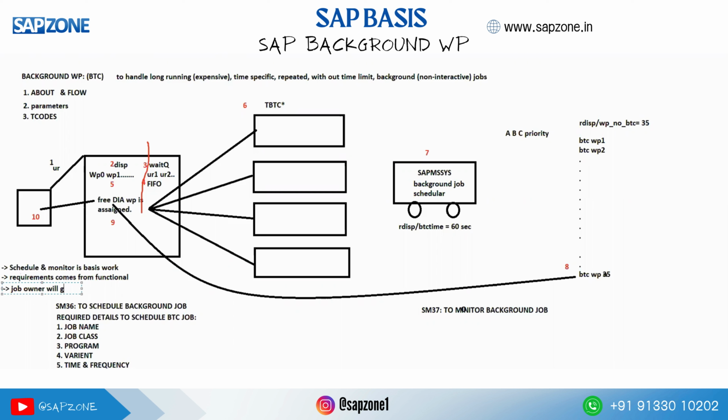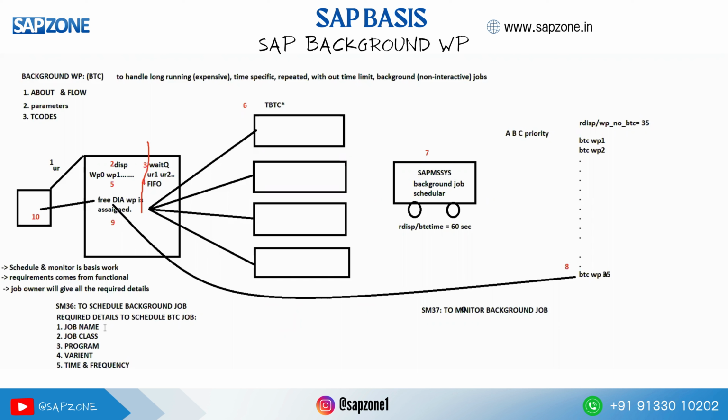Job owner will give all the required details. Our work is to schedule and monitor, that's it. Go to SM36, give all these details and save it. In SM37, just monitor whether that job is succeeding or failing. That's our work.